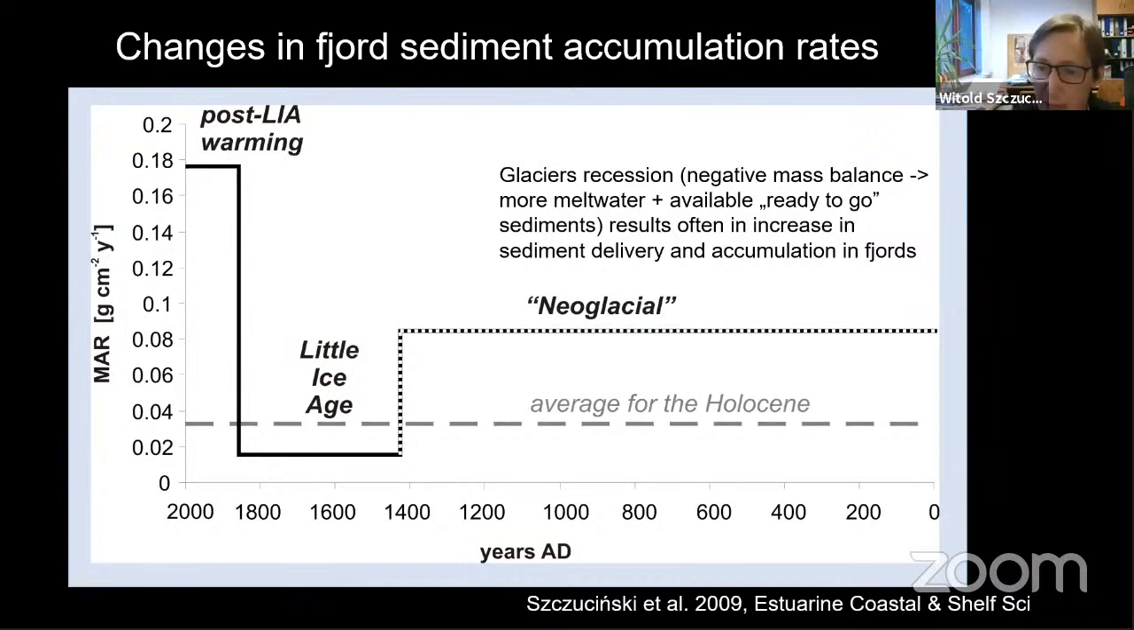I would mention also the decreasing permafrost, but it's not so important in this case. So these two factors seem to be the most important, and a similar pattern we observed also in other fjords. Although the data are not good enough sometimes to really prove that it really took place.